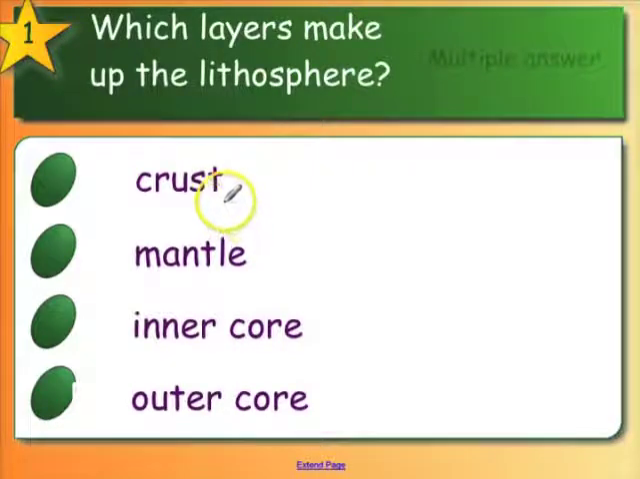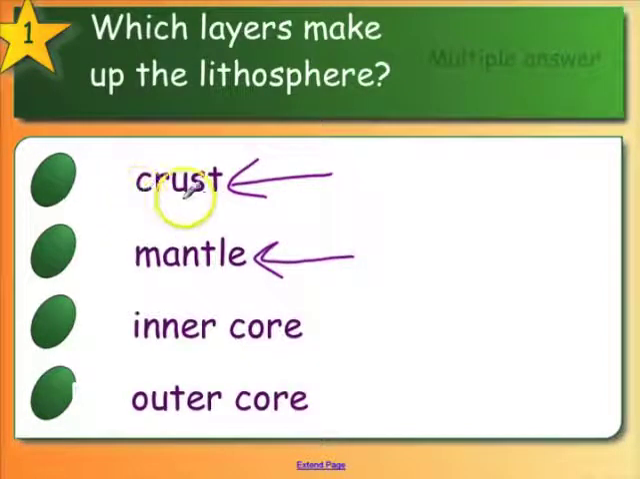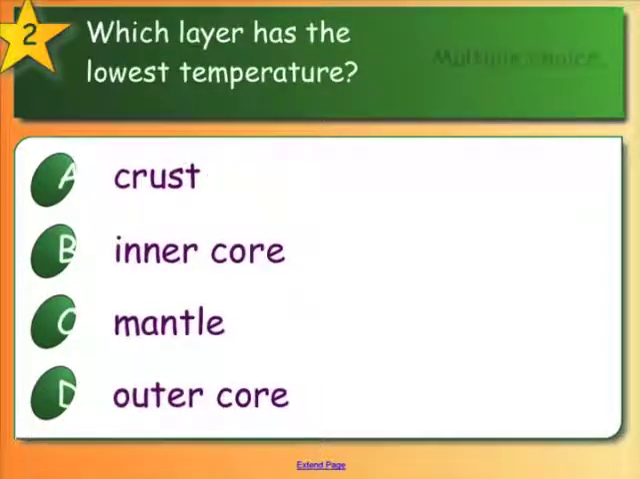Now, if you said the crust, you're right. Okay. Now, if you said the mantle, you're right. It's actually both of them. All of the crust and the very top part of the mantle make up the lithosphere. How about this one? Which layer has the lowest temperature? Should be the crust because it's on the surface of the Earth.